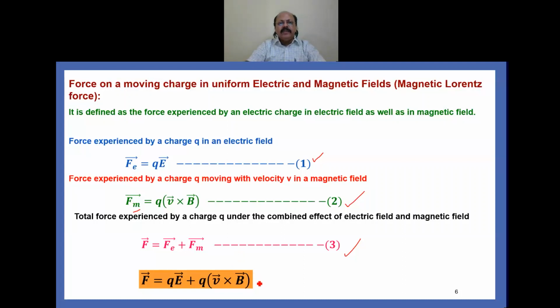So this is known as the magnetic Lorentz force, or the force experienced by a moving charge under the combined effect of electric and magnetic fields.